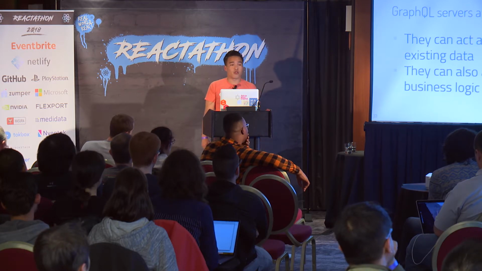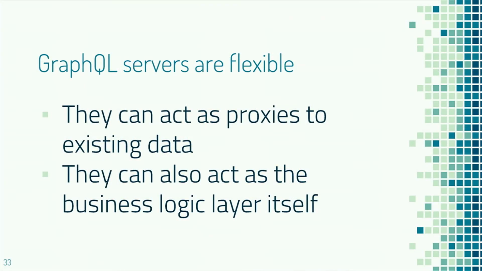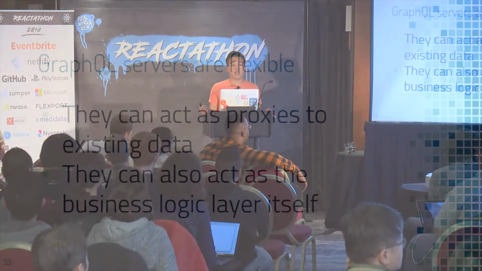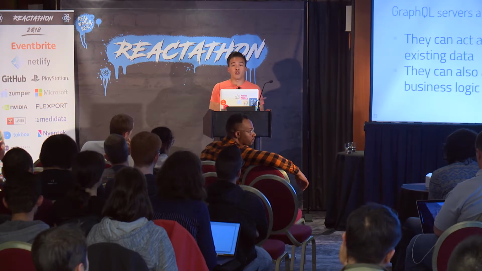So GraphQL servers are really, really flexible. There's two major ways of using them and developing them. One is as a proxy to existing data. As I mentioned, at Coursera, we have a ton of existing REST APIs. None of our backend developers have to do anything specific to serve GraphQL. We actually auto-generate all of our GraphQL from our existing REST APIs.